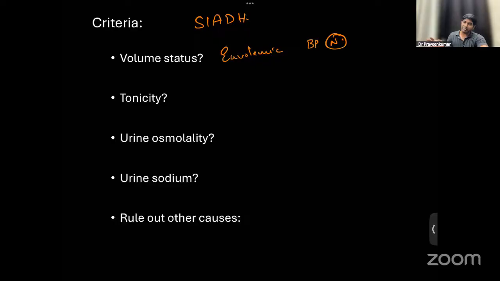SIADH is a type of hypotonic. True hyponatremia, Vandana, we will come to SIADH and all. So it is going to be hypotonicity. Plasma tonicity, serum osmolality is going to be less than 275. 275 to 290 is normal. So it should be less than 270 milliosmoles per liter.